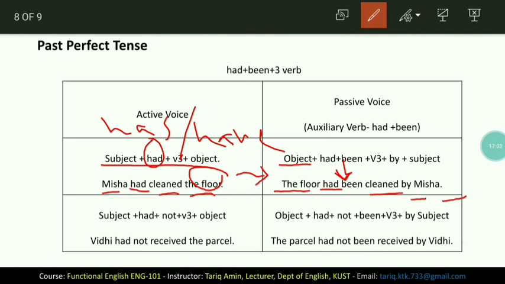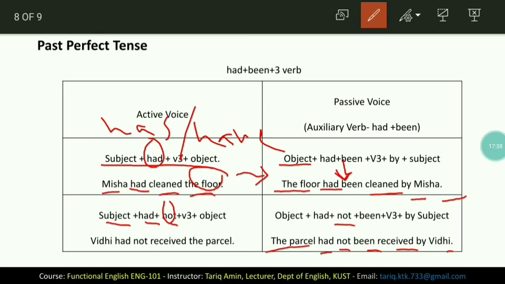The negative sentence is subject plus had plus not. We just put not after had. And in the negative sentence, in the passive voice, we do the same. We put not after had. And the rest of the structure remains the same. Like the parcel had not been received by Vidi. So the parcel is the subject, had, and plus not. So the rest of the structure is the same.